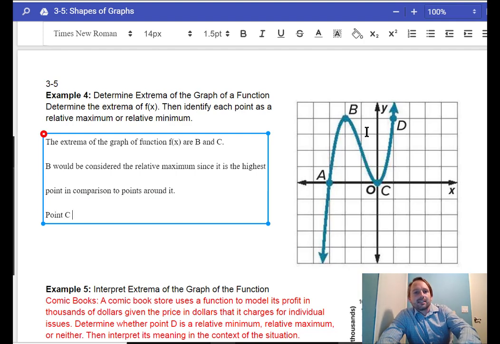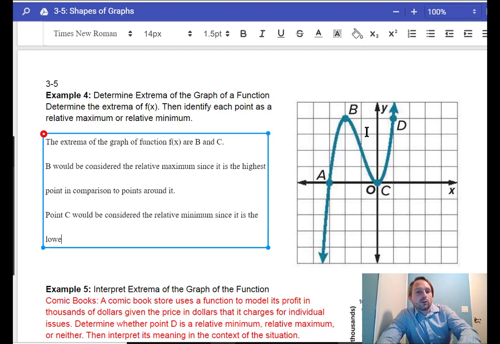Point C would be considered the relative minimum since it is the lowest point in comparison, relative to the points around it.